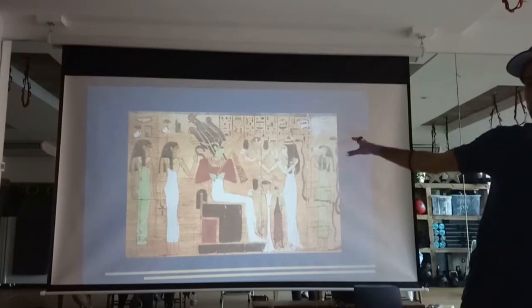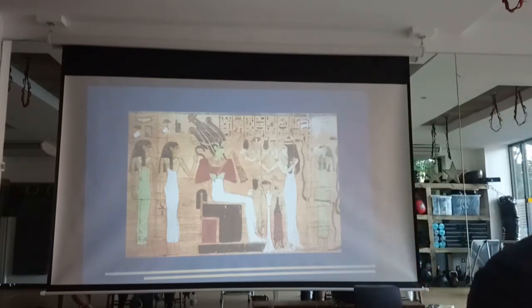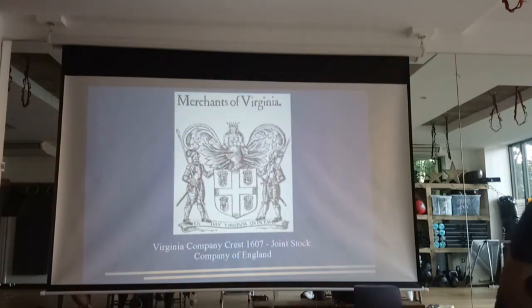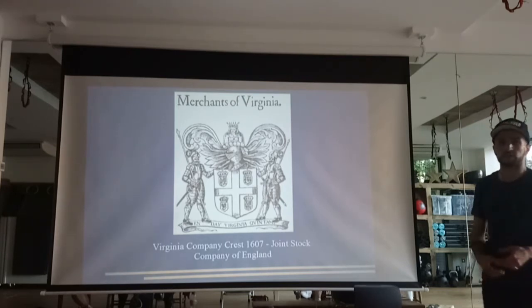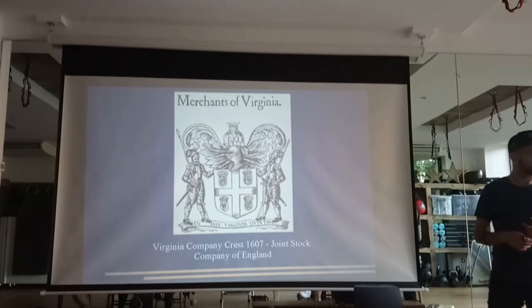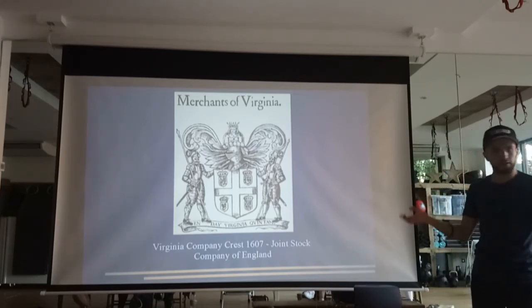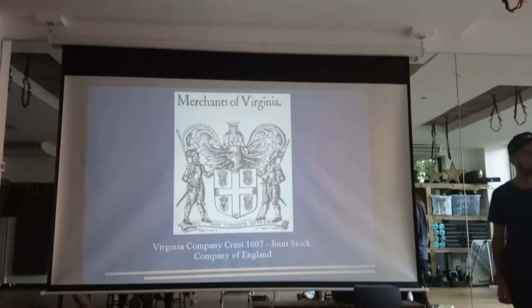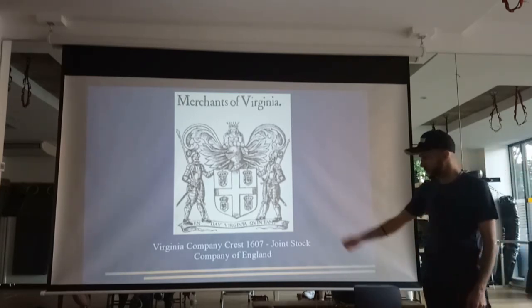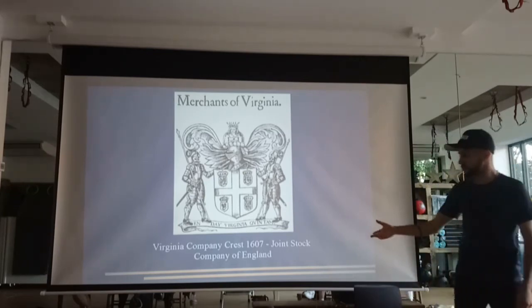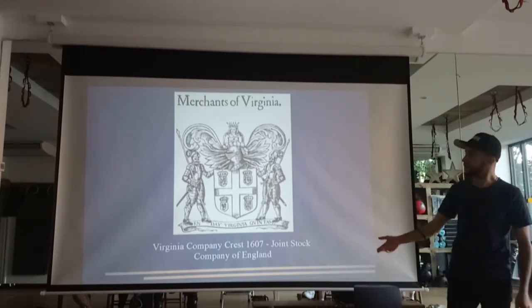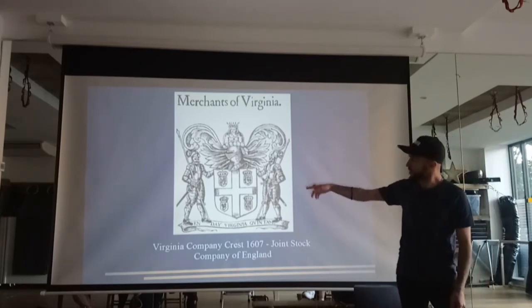You can spend hours looking at that and trying to interpret it. And there are people that have done some great work in interpreting these. So here's another symbol from the merchants of Virginia when the British went to invade America. They established, again, taking over, wiping out a whole native race, the Virginia Company crest in 1607. It's called the Joint Stock Company of England. And you can again see the same similar symbology of the cross.